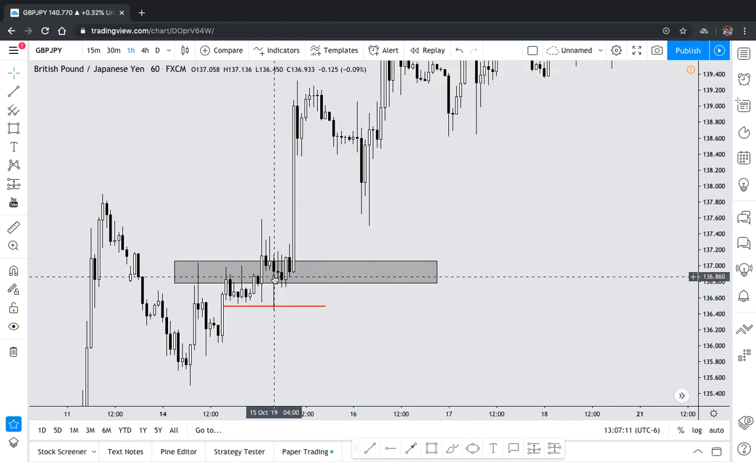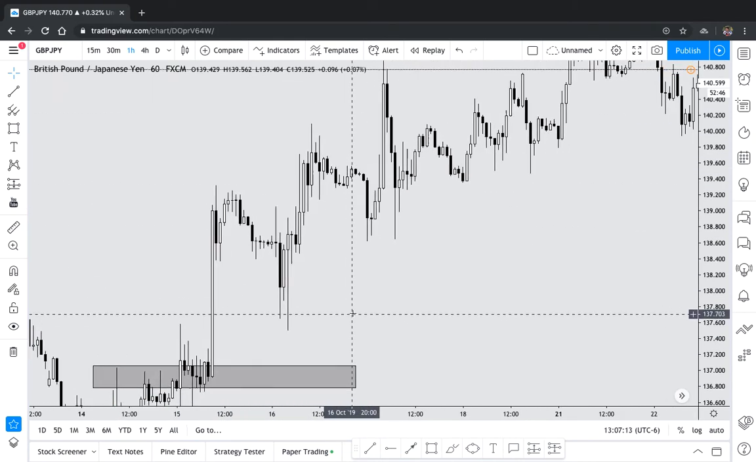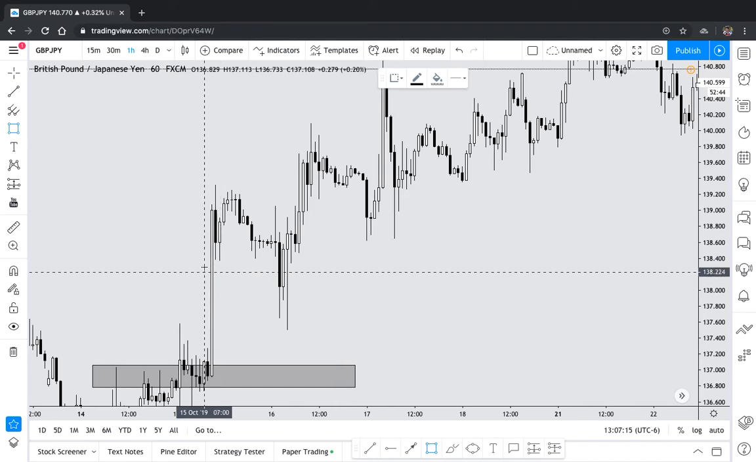And if you were to take that trade, you would have gotten stopped out, and then it goes. Now let's say this example.